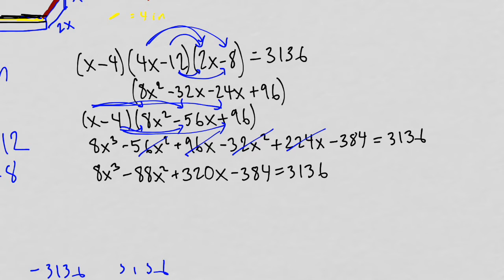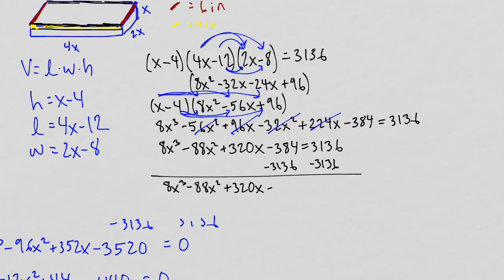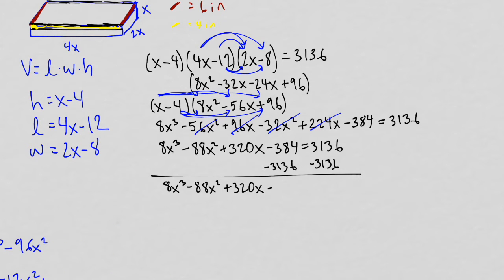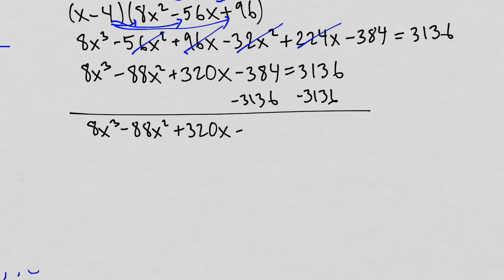And now what I'm going to do is set it equal to 0. You can't solve it if it's in this form. It has to be in standard form, which means set it equal to 0. So I'm going to subtract 3136 from both sides. Like that. So I'm going to have 8x cubed. Now what I'm hoping for here after I'm done setting it equal to 0 is that I will be able to solve it by grouping. Because if not, it's going to be very difficult to solve. If it cannot be done by factoring by grouping, we're going to have to use synthetic division and test a bunch of different factors.